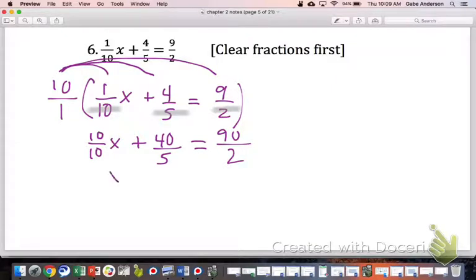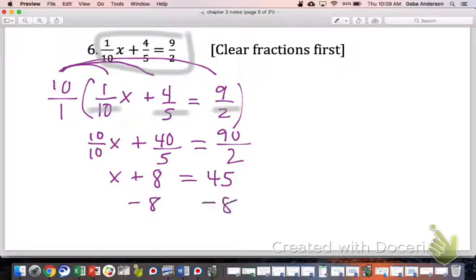10 tenths is 1, so that's just 1x. 40 over 5, like you guys said a second ago, is 8, so plus 8. 90 over 2, 45, like you just said a second ago. We just took something that at the start, you got to admit, looked kind of complicated. We've reduced it down to x plus 8 equals 45. Do you see why it's handy to clear the fractions? I hope that you'll buy into that. Our final step here before I get your question, Alec, would be to subtract 8 from both sides. And when I do that, I end up with x is equal to 37.